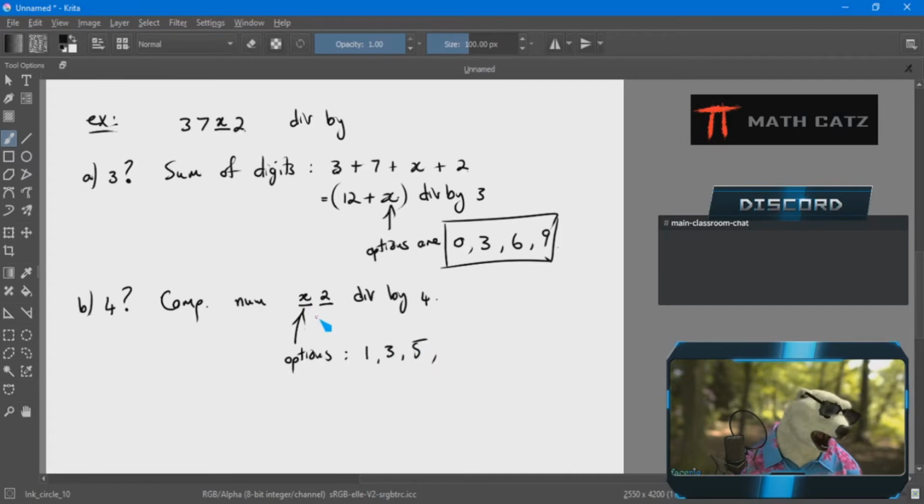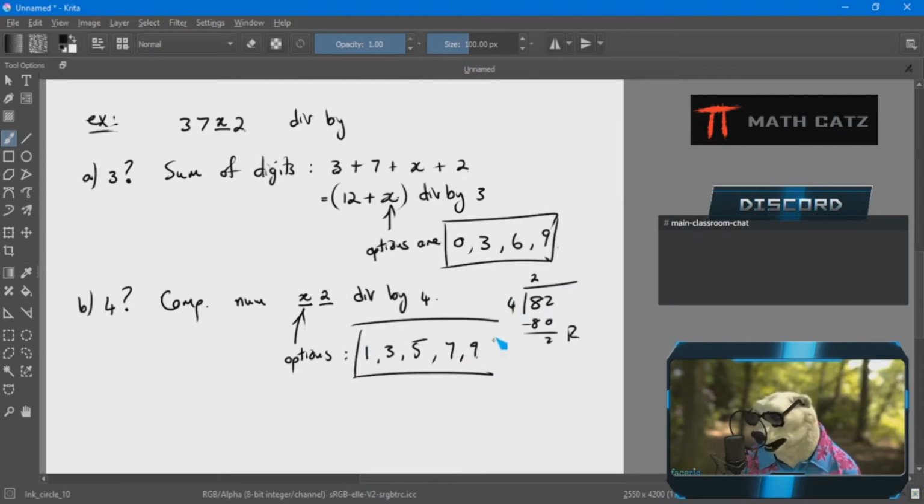And then 62, no. 62 is not divisible by 4. 72 would work. 82, you can do a little division on the side here. 4 goes into 8 2 times. 2 times 4 is 8. It's really 80 minus 2. Oh, no, I can't. It's a remainder. That's not going to work, but 9 will work again. So here are all my options, if I'm looking for the mystery digit so that the original number is divisible by 4.